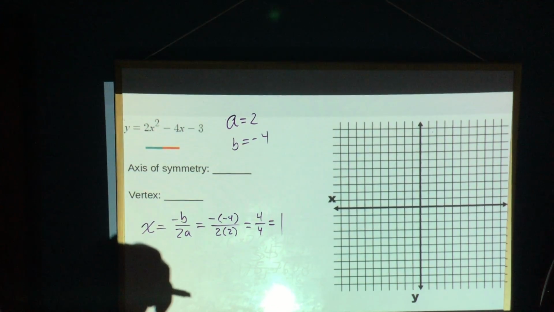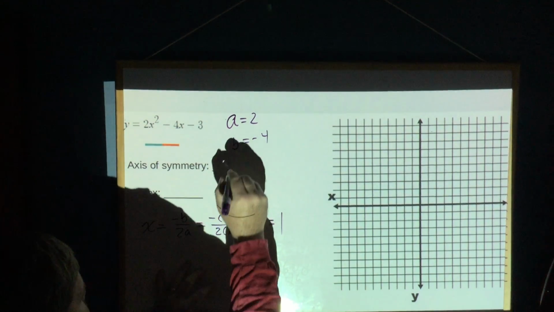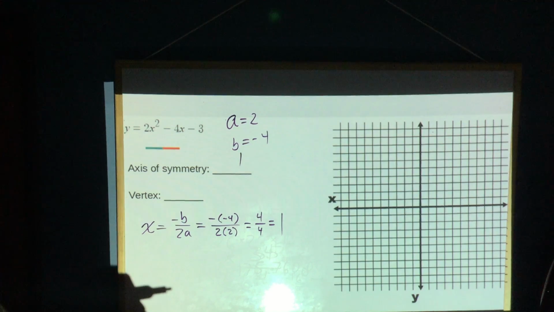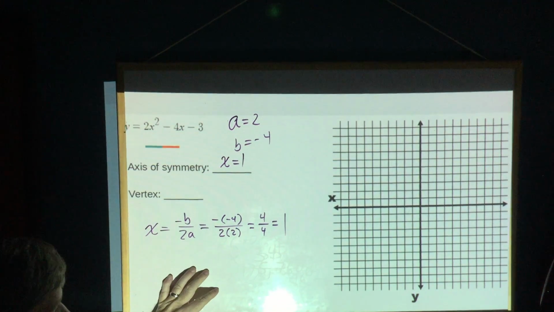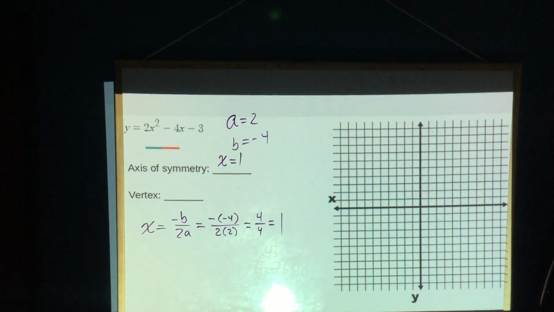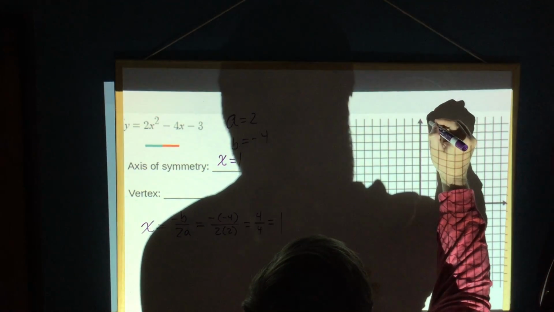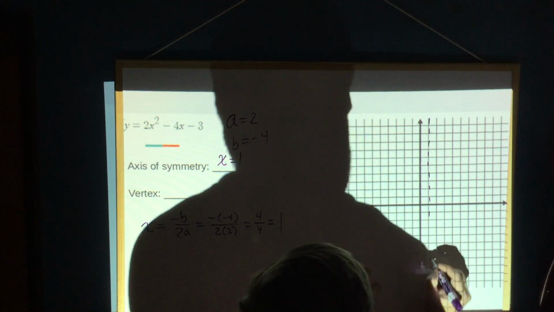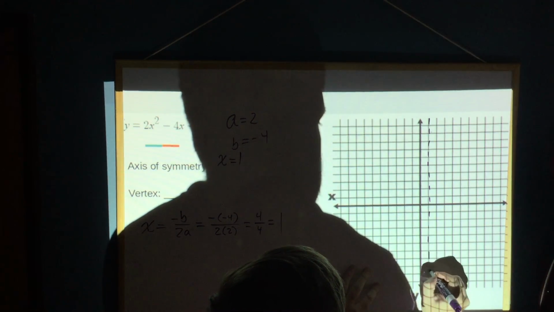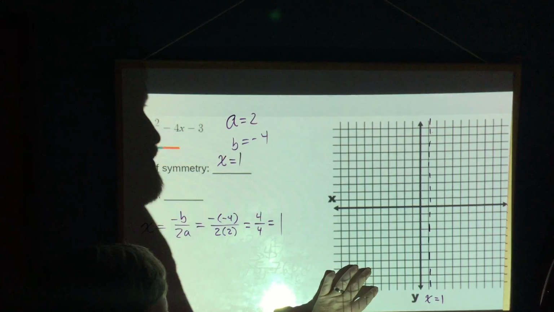Again, I overemphasize this because every year when kids take a test over this, they say the axis of symmetry is 1. And every year I take points off. The axis of symmetry is not a number, it is an equation of a vertical line. So it is x equals 1. All right, so I'm going to go ahead and draw in the axis of symmetry. Remember, when we do that, we're going to use a dashed line. I'm trying to draw through my shadow. It's more challenging than it looks. And I'm going to label that x equals 1. So there's the axis of symmetry.